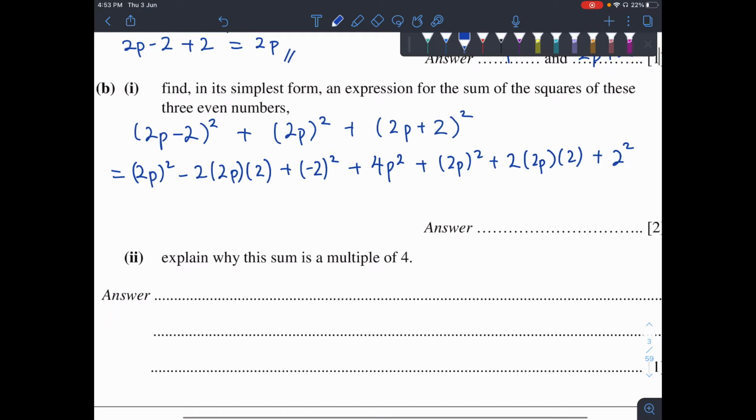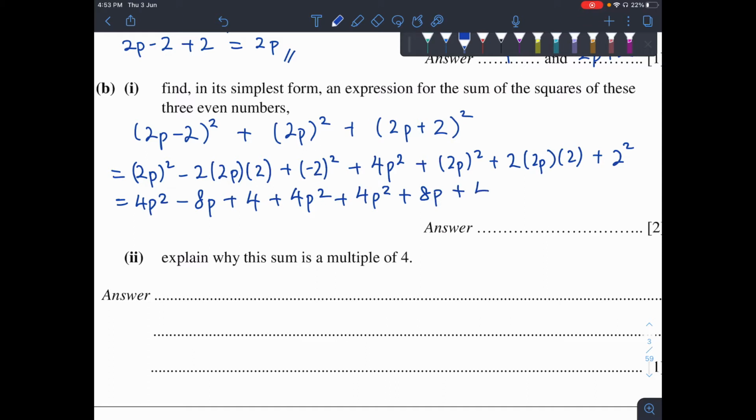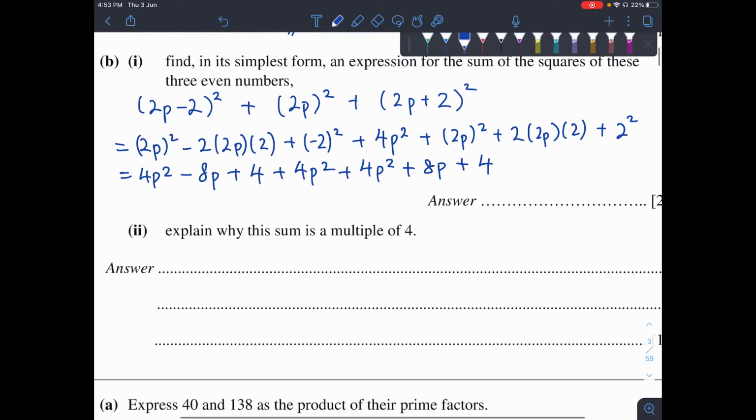So after that you have to simplify it. So 2p squared will give you 4p squared, and this would then give you 8p, okay, and then you plus 4, then you plus 4p squared, and then you get another 4p squared, okay, then you add 8p plus 4, okay, and then after that you just simplify it.